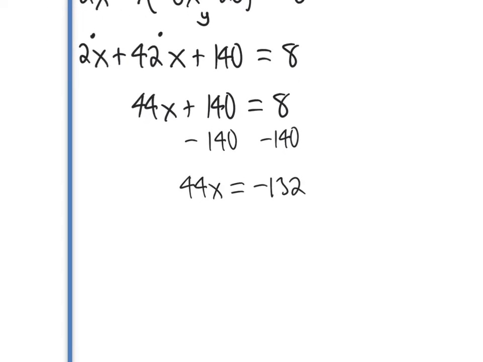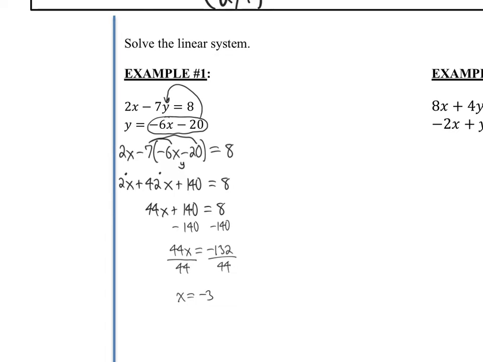What's the last step to solve for x? Well, we need to divide by 44. So we're going to get x, negative 132 divided by 44, is going to be negative 3. Are we done? We solved for x. Are we done with this problem? No, we need an ordered pair like x and y. We need something like in parentheses like this. We have our x as negative 3. But we need to find our y now. So we're going to take this negative 3 now and plug it into y equals negative 6x minus 20.